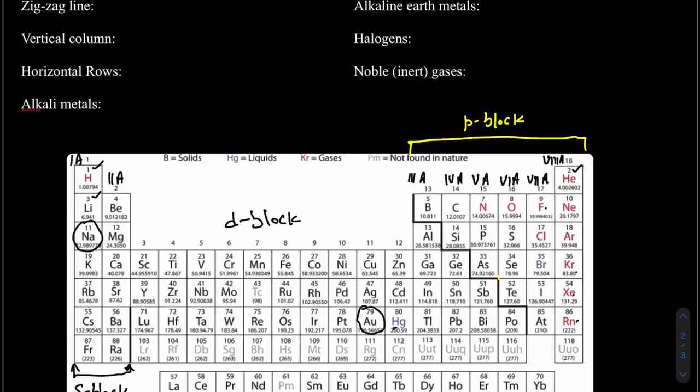So you want to make sure you know the symbols of the elements up to 30. You don't necessarily have to memorize those, but make sure you know the symbols of these elements up to 30 for most of the cases. And you also want to make sure you know some of these common elements like gold, silver, and mercury.